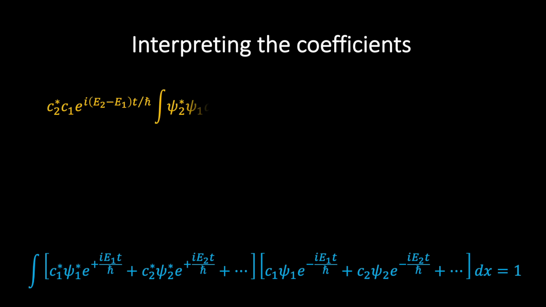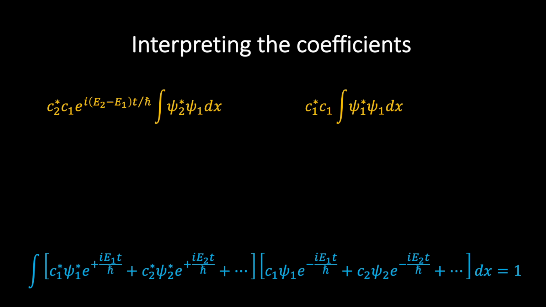Firstly, there will be cross terms involving different energy eigenstates, and these terms will have the following form. In this particular example, we see that we have the complex conjugate of the n equals 2 eigenstate being multiplied by the n equals 1 eigenstate. Secondly, there will be terms of the following form which involve the same eigenstate. So how do we deal with these integrals?